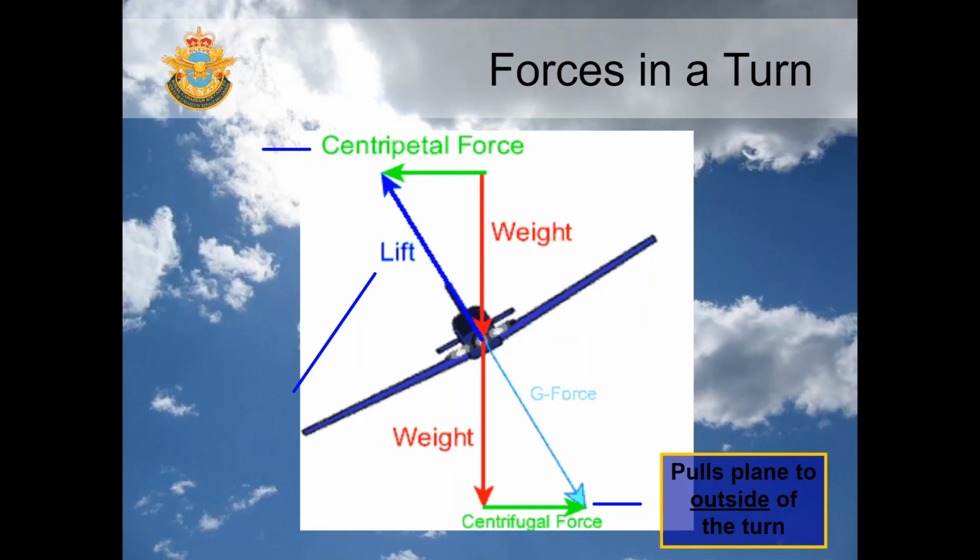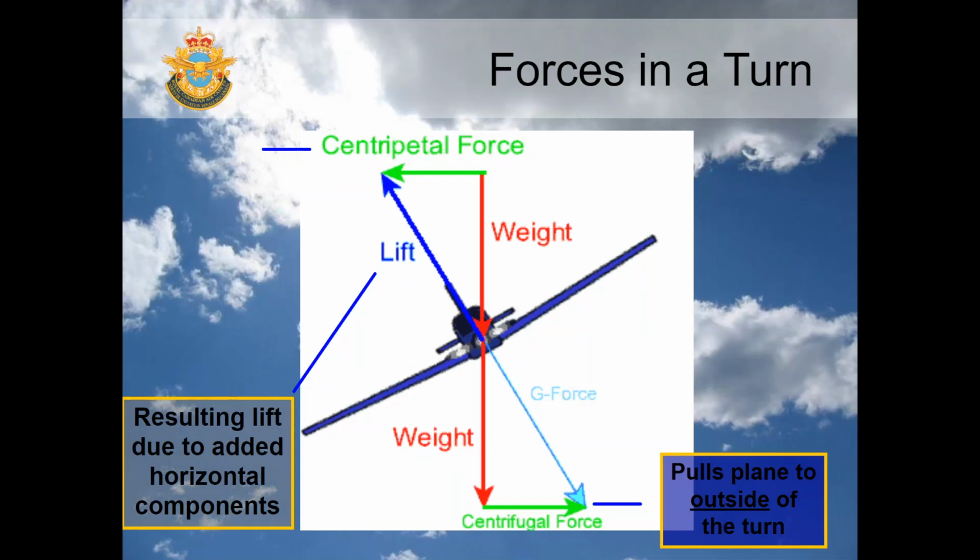So centripetal force was what we talked about in our last slide. But below where the weight is, centrifugal force is the force that pulls the plane outside of the turn. And this can also be known as inertia, if you learned this in physics. And the resulting lift, due to the added horizontal component, as well as the opposite of weight, produces centripetal force, and this pulls the airplane into the center of the turn.